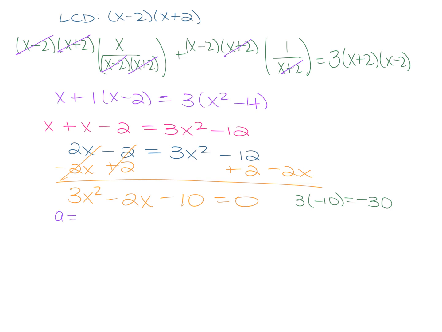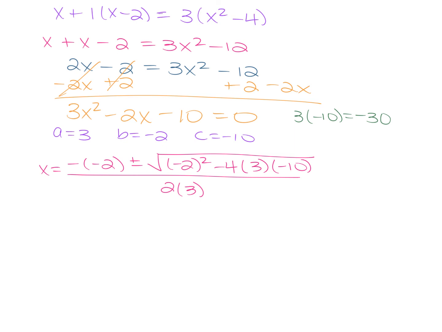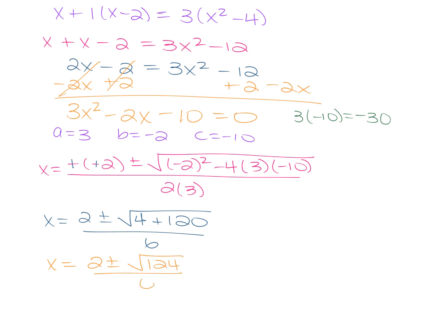Your a is 3, b is -2, c is -10. So it's going to give us x is equal to the opposite of -2 plus or minus the square root of -2 squared minus 4 times 3 times -10 all over 2 times 3. This then simplifies to give us positive 2 plus or minus the square root of 4. The 4 times 3 is 12 times 10 is 120. And this is all over 6. Your 4 plus 120 is 124. So we have 2 plus or minus the square root of 124 all over 6.